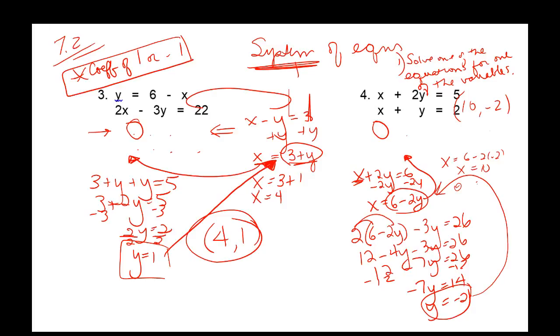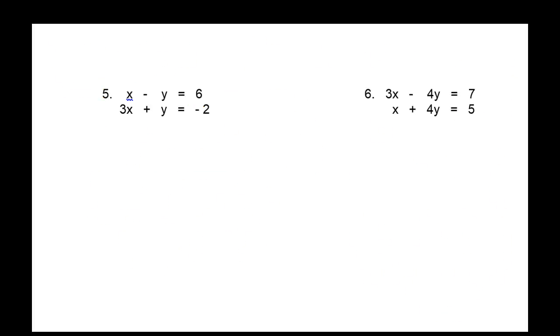This one already has some writing on it. Let's come here and try number 5. Remember, the process is solve one of the equations for one of the variables. Get it all by itself. And to make your life easier, choose a variable that has a coefficient of 1 or -1, right?